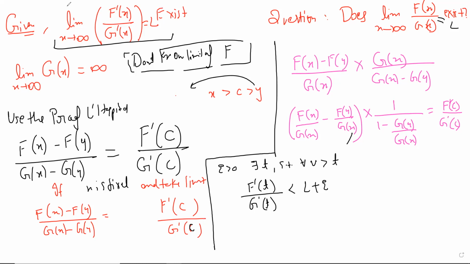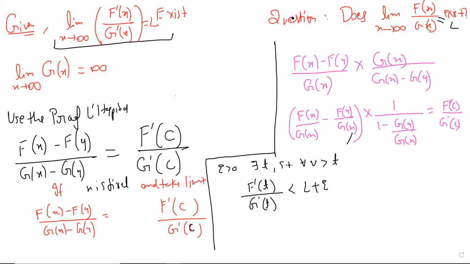Because this limit of f dash x by g dash x is L, it means that if you take something bigger than L, that is L plus epsilon, then f prime t by g prime t is less than that when t becomes big enough, beyond that point. Let's try to draw this a little on the line: beyond this t, this is what is happening.